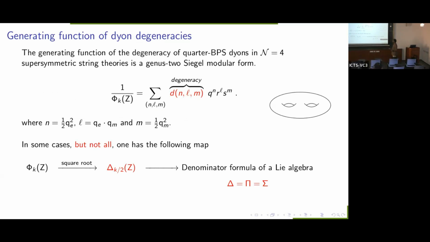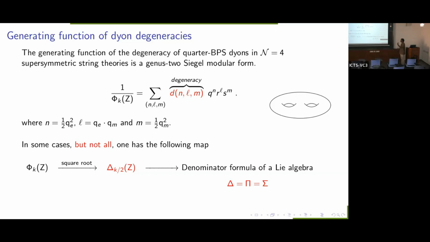And so QE and QM are the electric and magnetic charge vectors, and you define what are called T duality invariants. And so there are 3 integers. N need not be integer, it could be fractional, but just N, L, and M, they are some combinations of the charges. And so this is the degeneracy. And the surprise is that the counting function in this is a Siegel modular form.